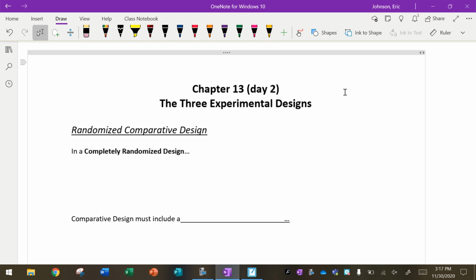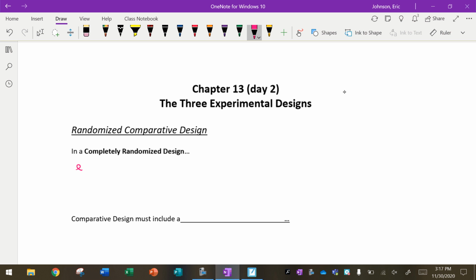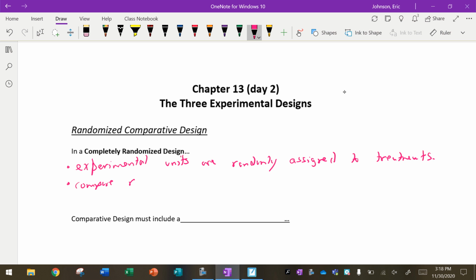And in this design, the experimental units are randomly assigned to treatment groups. With the treatments, there can be 2 treatments, there can be 3, 4, 5, 6, as many treatment groups as you want, and then you compare results between the treatment groups.